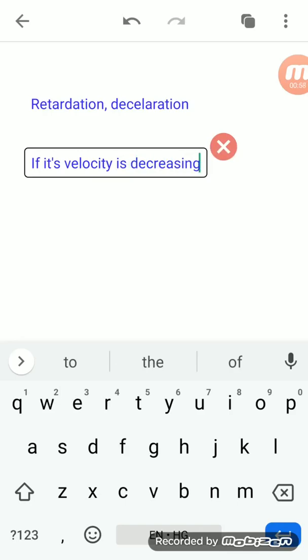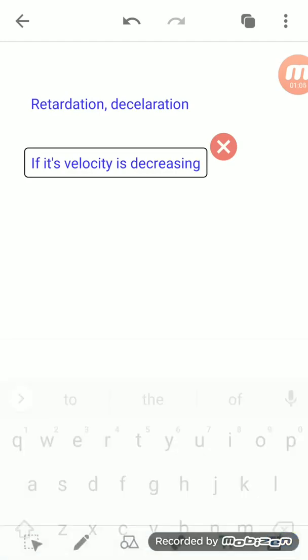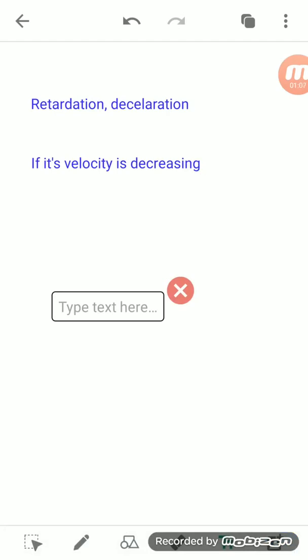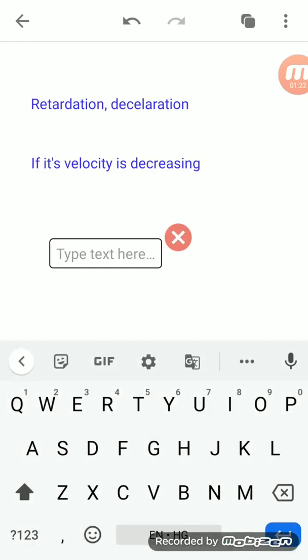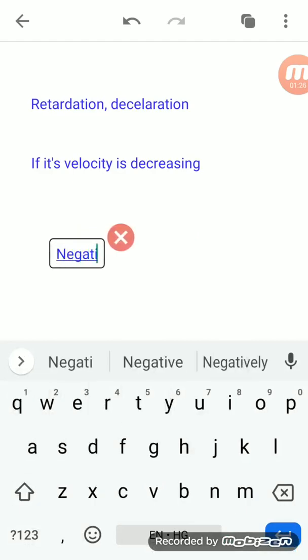For example, a train is retarded when it slows down on approaching a station, because then the velocity decreases. Retardation is measured in the same way as acceleration, that is the change in velocity upon time taken, and the SI unit is also the same. The only difference between positive acceleration and negative acceleration, or retardation, is that in the case of retardation, the value of the acceleration should be represented as negative.